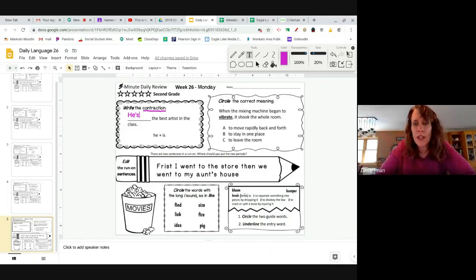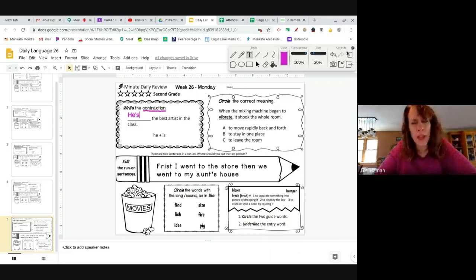The directions say circle the correct meaning. I'm going to try this sentence pretending like I don't know that word. I'm not going to read anything on it. I'm going to say blank. And I'm going to see if I can figure out what that word is just because there's clues, context clues in the sentence. So here we go. When the mixing machine began to blink, it shook the whole room.